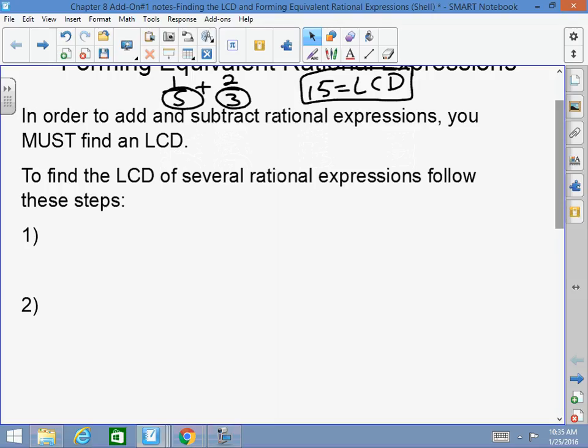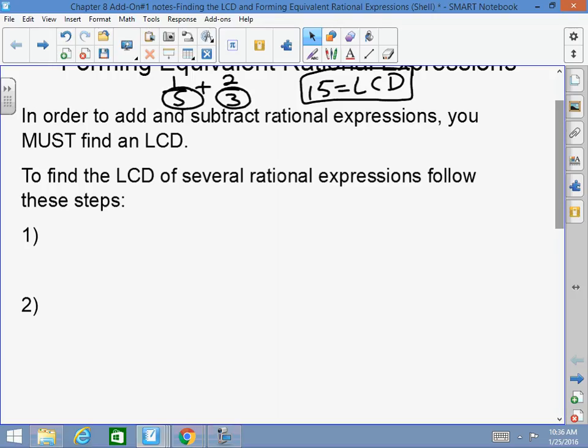In order to add and subtract rational expressions, you must find the LCD, though. So all we're going to do today is just learn how to find the LCD. That's all we're going to be focused on. All right? So you got to know this, and you got to know it very well. If you don't know how to find the LCD, you will not be able to add and subtract rational expressions. So that's why we're going to take our time. We're going to work with this step by step.